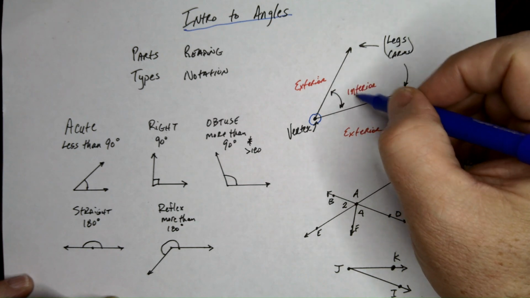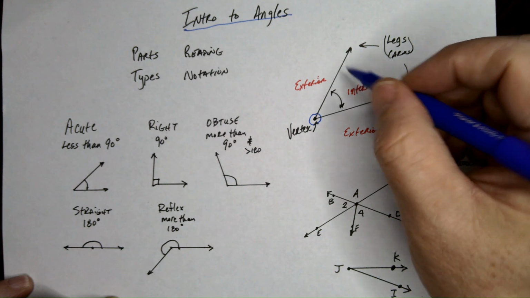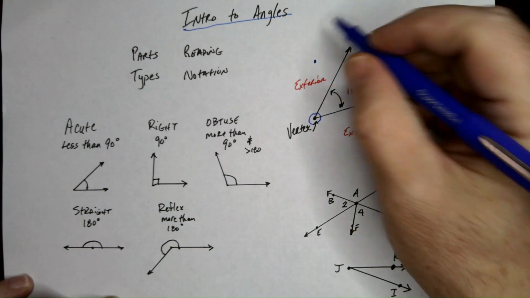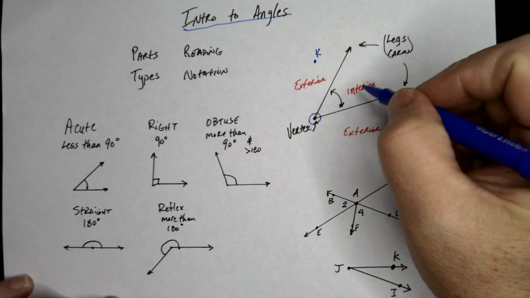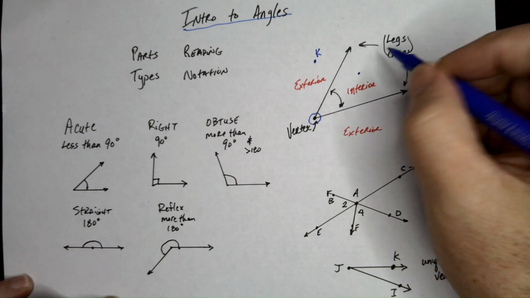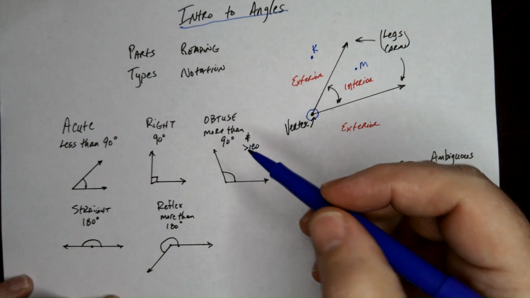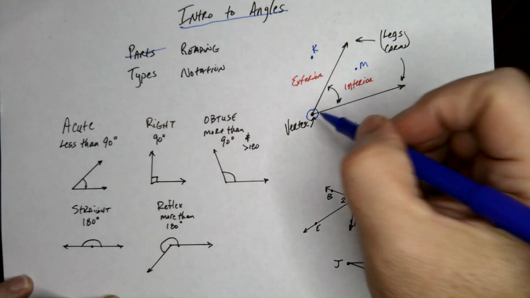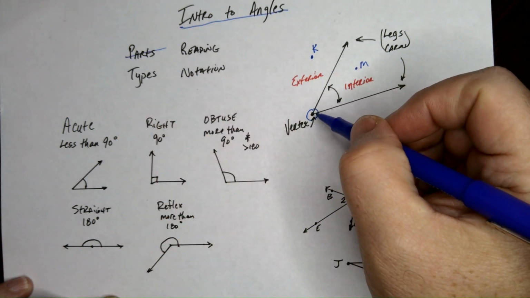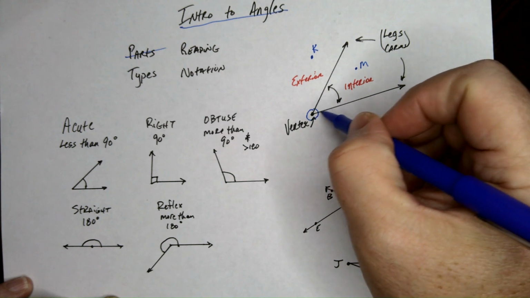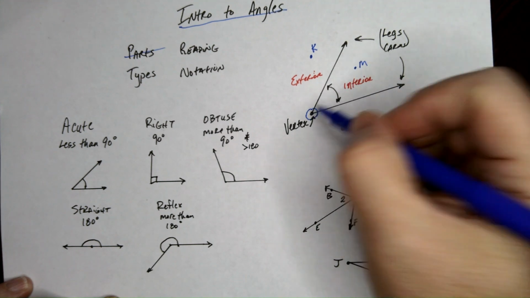The interior is in between those two rays, and the exterior is anything on the outside. So if I had a point over here, like let's say that's point K, that would be in the exterior. Whereas if I had a point over here, M, that would be on the interior. Now, all right, so those are the parts. The vertex is the most important thing to remember. That's the point around which the rotation is occurring. We're measuring the rotation between the two rays around this point.